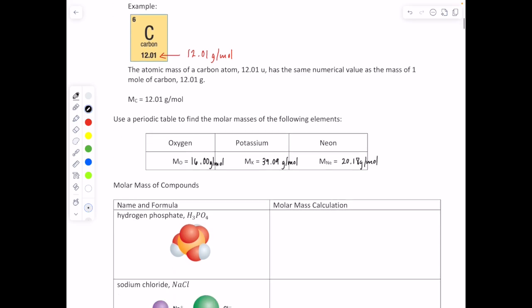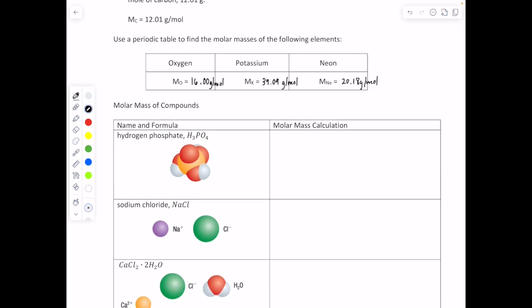Let's find the molar mass of compounds. To find the molar mass of compounds, we're going to add up the molar mass of each of the elements that are present. So the molar mass of hydrogen phosphate is equal to 3 times the molar mass of hydrogen plus the molar mass of phosphorus plus 4 times the molar mass of oxygen.